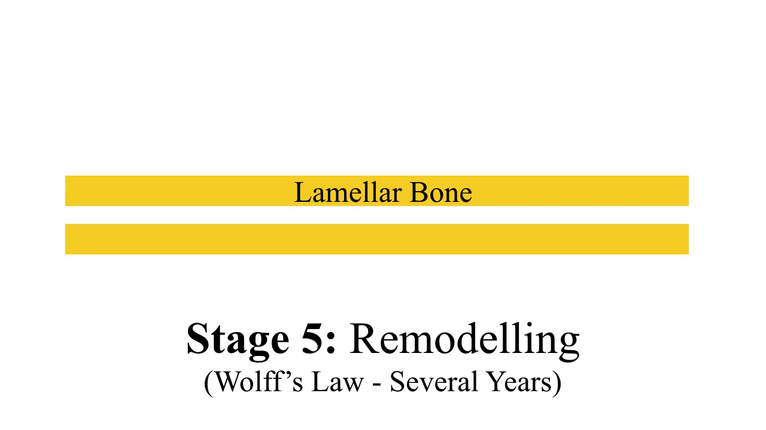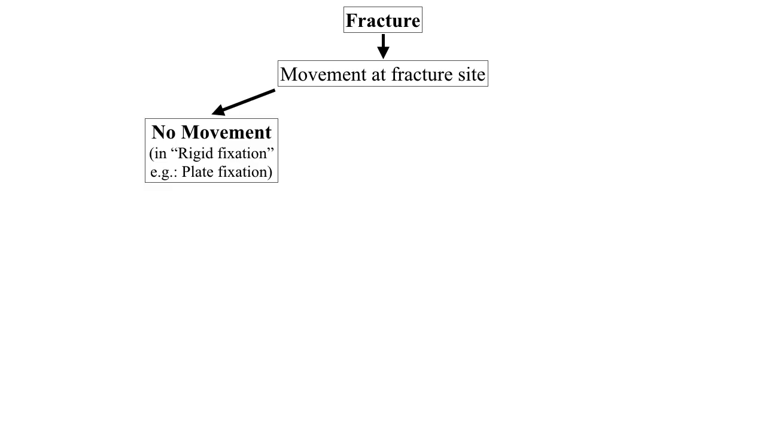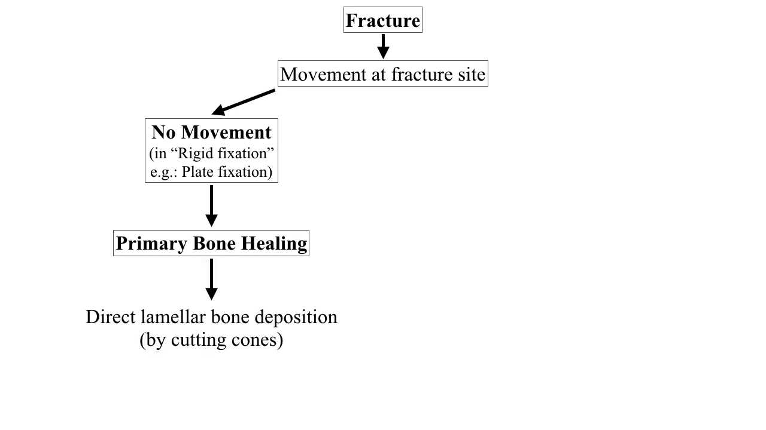Now this completes the discussion on the two types of bony healing at the fracture site. Now to summarize, whenever there is a fracture, the first thing we have to assess is whether there is movement at the fracture site. When there is no movement at the fracture site, as seen in rigid internal fixation by plates and screws, the fracture heals by primary bone healing, which is nothing but direct deposition of lamellar bone in the fracture gap by cutting cones, and there is no callus formation in primary bone healing.